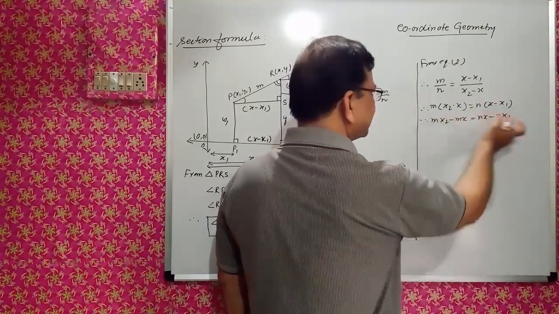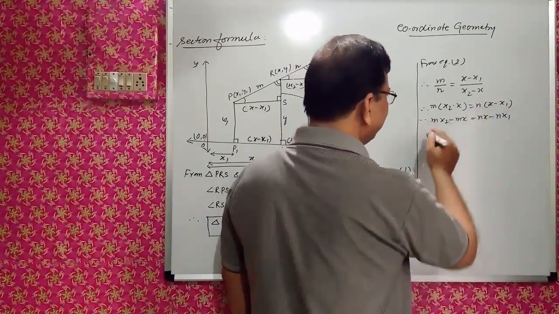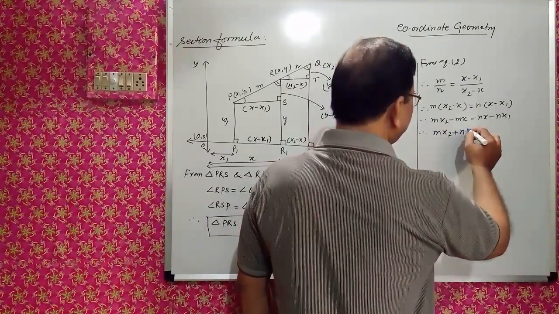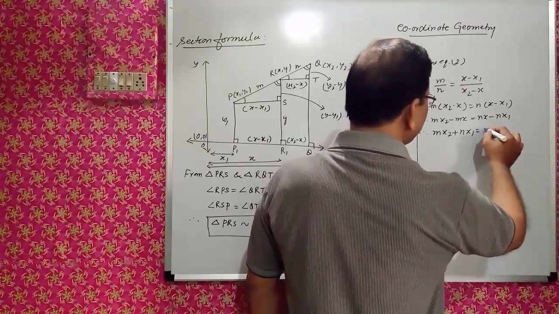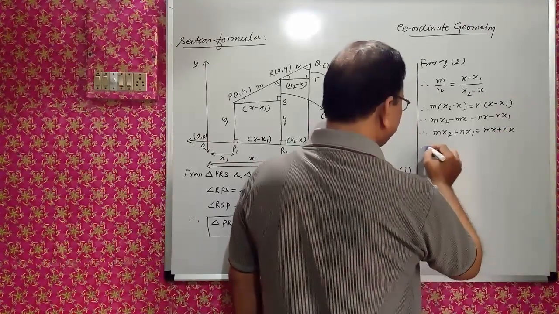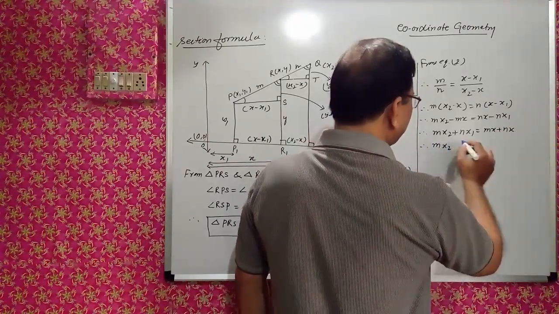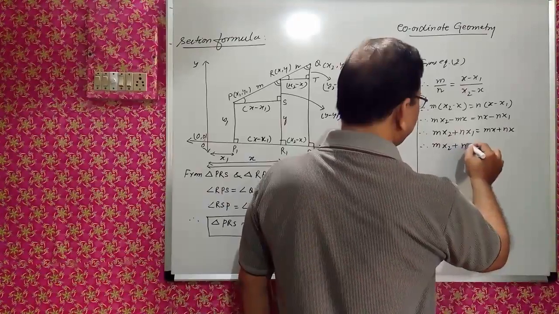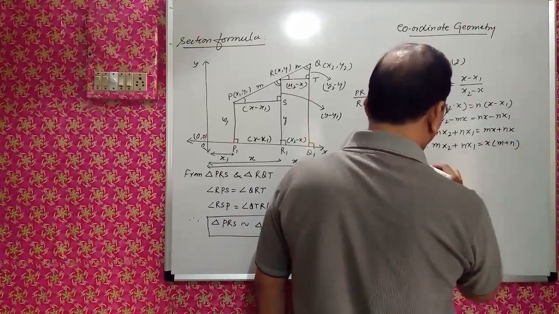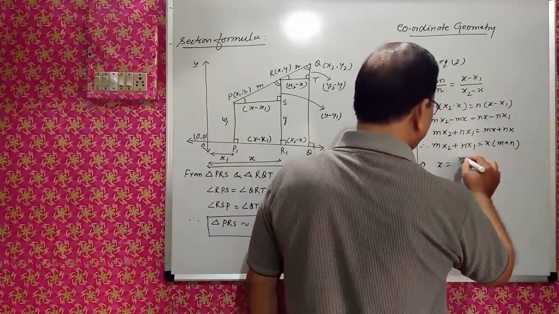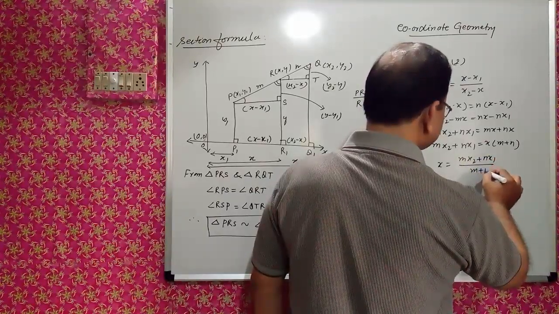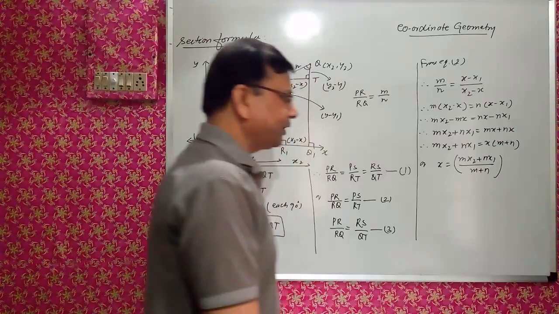So I will take this side and all x on the other side. Therefore, mx2 plus nx1 is equal to mx plus nx. So here we will take x common. Therefore, mx2 plus nx1 is equal to x common (m plus n), or x is equal to (mx2 plus nx1) upon (m plus n). This x coordinate we got.